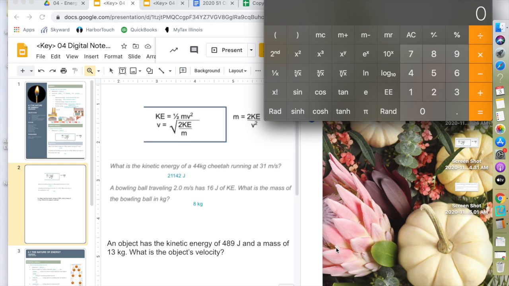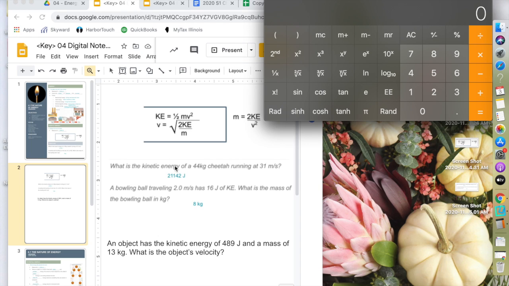So this video is just to help you with what you're supposed to be inputting into the calculator in order to solve for these kinetic energy problems. Okay, so I'm going to do these practice ones with you, and then hopefully you can apply these same methods to your homework. Okay, so what is the kinetic energy of a 44 kilogram cheetah running 31 meters per second?